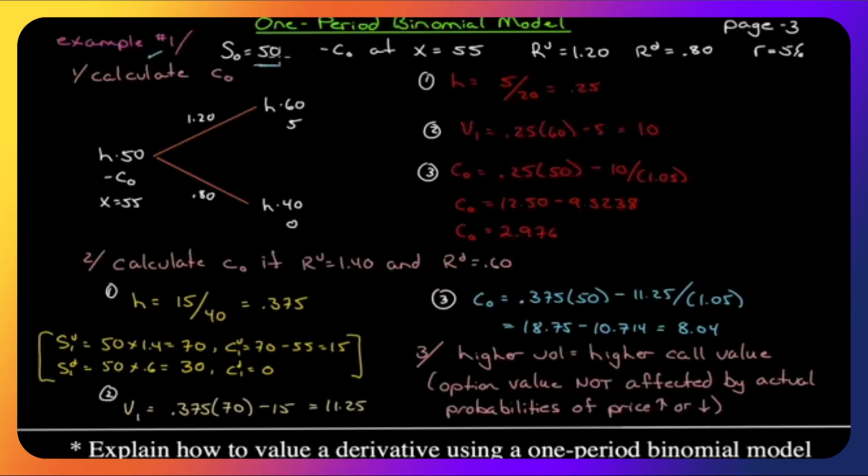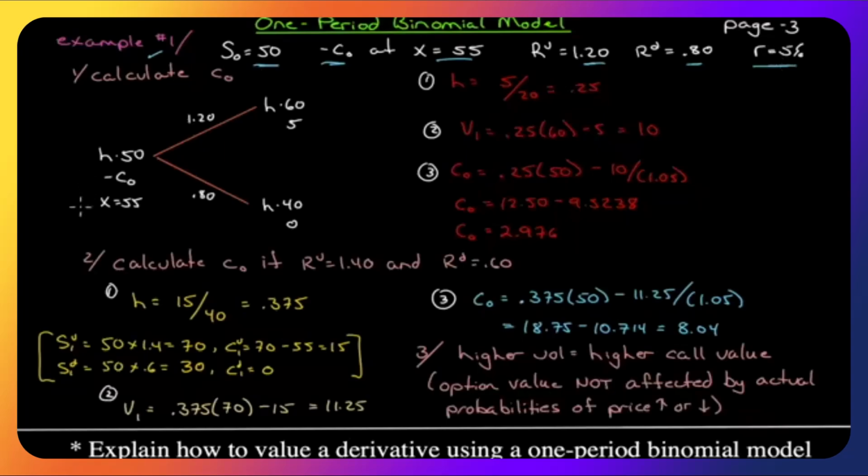We have a stock at $50. We're going to sell a call, and it's going to have a strike of $55. Stock moves up, it goes up 20%. Stock moves down, it moves down 20%. That gives us RU of 1.2 and RD of 0.8, and we have a risk-free rate of 5%.